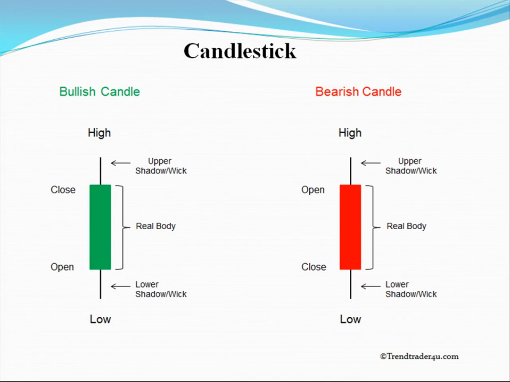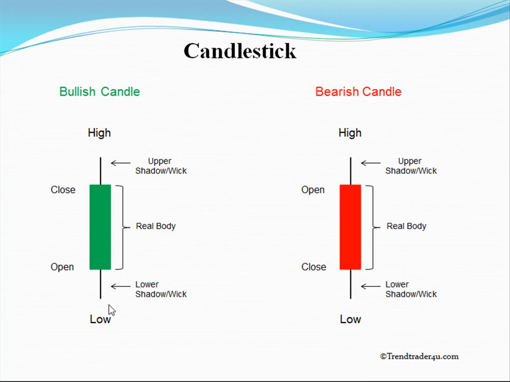So let's get into what exactly the candlestick is. You have a bullish candle and a bearish candle. The bullish candle has an open. Let's just say this is 35, this is 37, the high is 38, and the low is 34. So the candle opened at 35, went up as high as 38, but was able to close at 37.